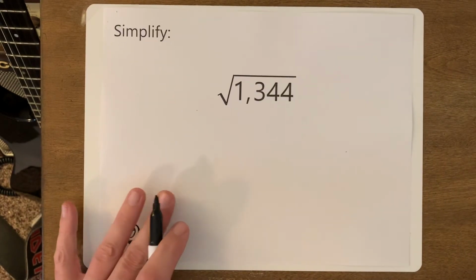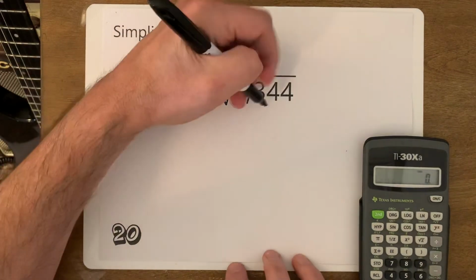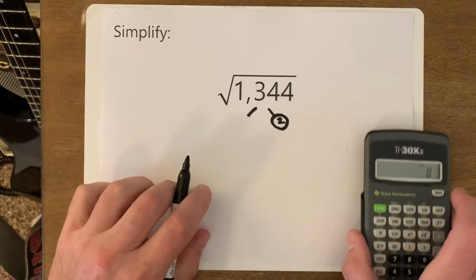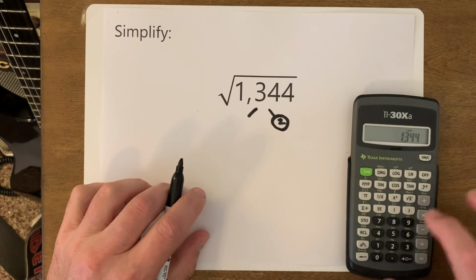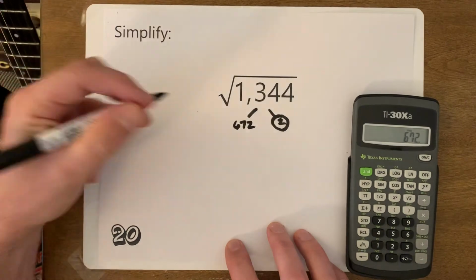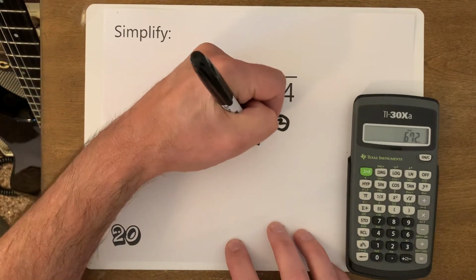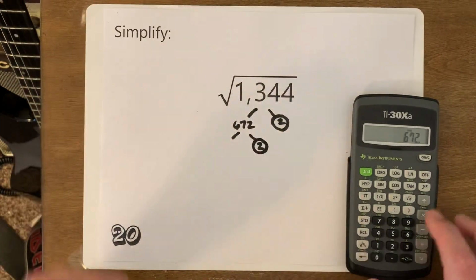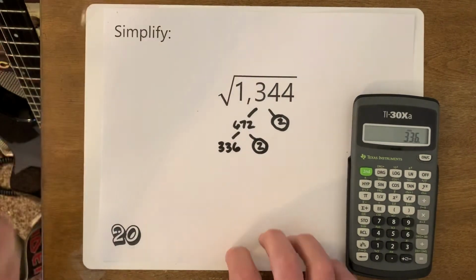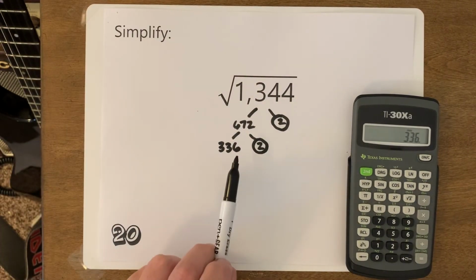Let's see what I've saved for last. All right, here we go. Let's divide it by 2. Might as well. Okay, so 1344 divided by 2 is 672. Okay, not a number I've seen a lot, so we're just going to divide it by 2 again. And I get 336.